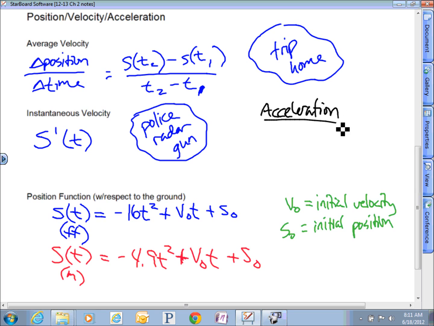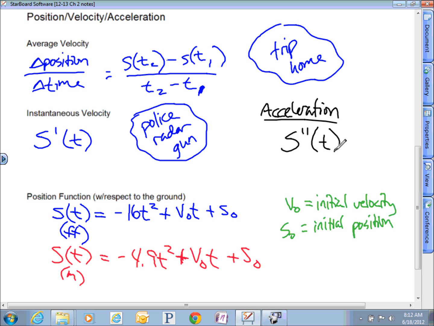Well, my physics people would tell you that acceleration would be the rate of change of your velocity. If velocity is the rate of change of position, acceleration is the rate of change of velocity. How do we find acceleration? That is the second derivative of your position function. How do you find the second derivative? You take the derivative of the derivative.